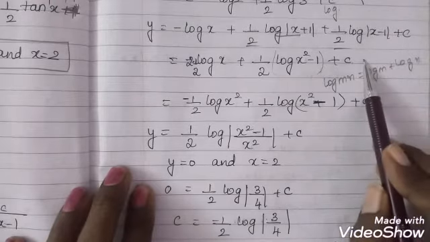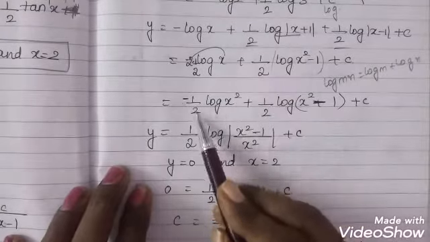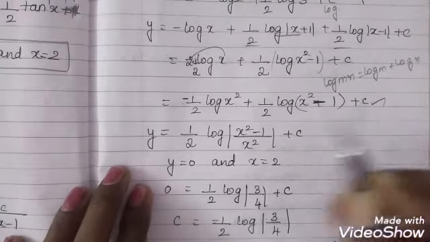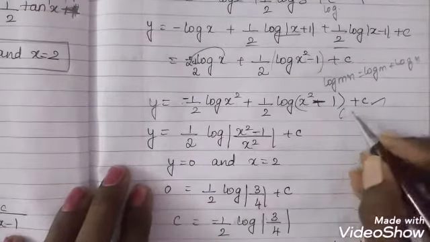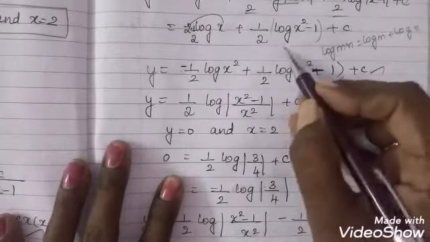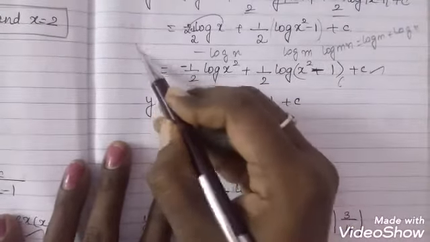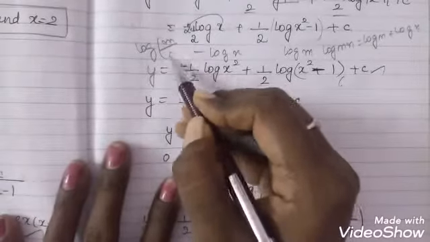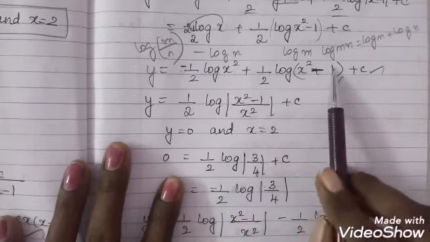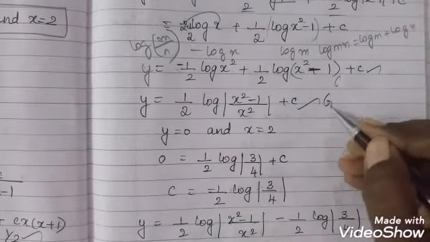Here you just write it as a constant when it comes to the particular solution. So when this 2 goes here, you will have minus 1 by 2 log of x squared plus 1 by 2 into log of x squared minus 1 plus a constant. So this is your general solution. Of course you can write it like this: y is equal to 1 by 2 into, using the formula log m minus log n, which is nothing but log of m by n. So 1 by 2 into log of mod x squared minus 1 divided by x squared plus a constant. Okay, so here you have got the general solution.